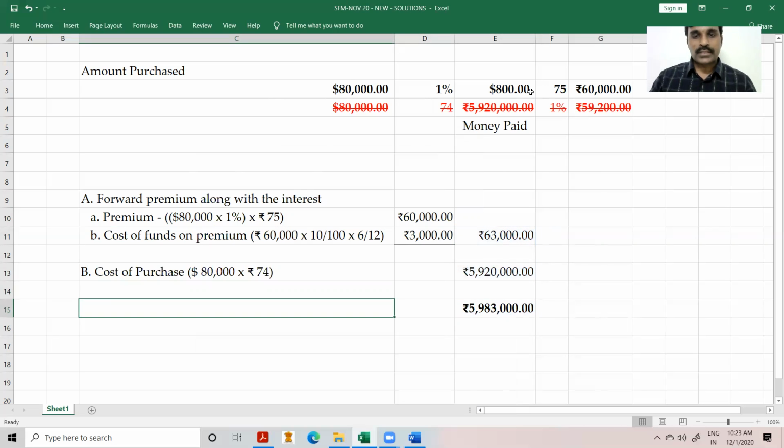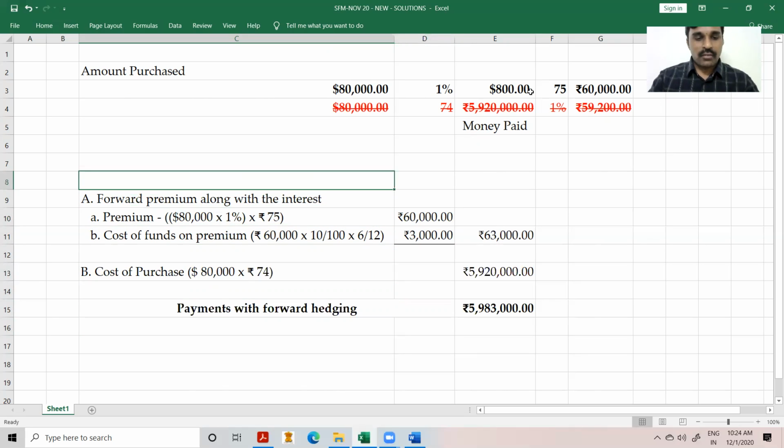Okay, so expect payments with hedging. Payments with hedging under forward contract. Payments with the forward hedging. This is our working note 1. So this will be our working note 1.